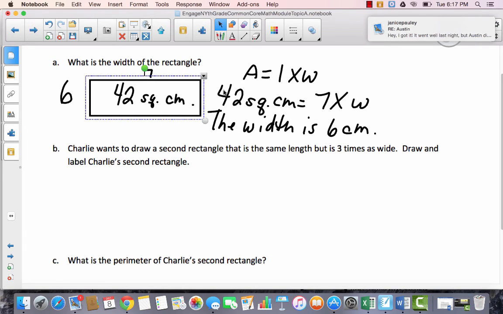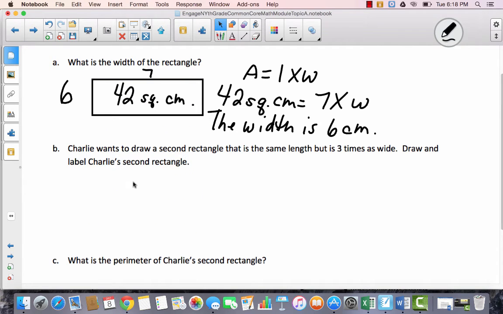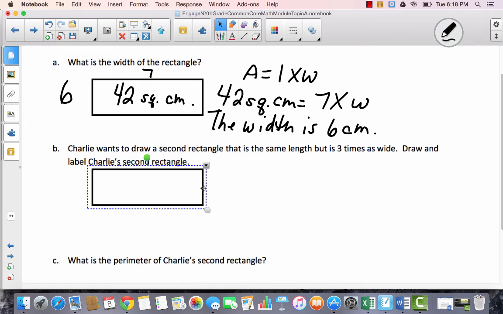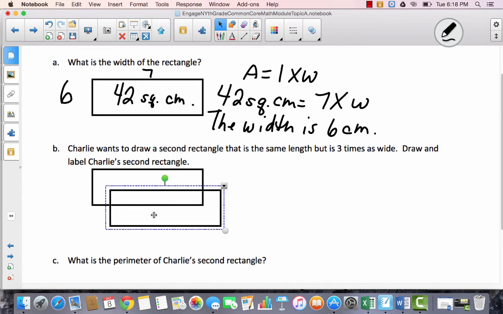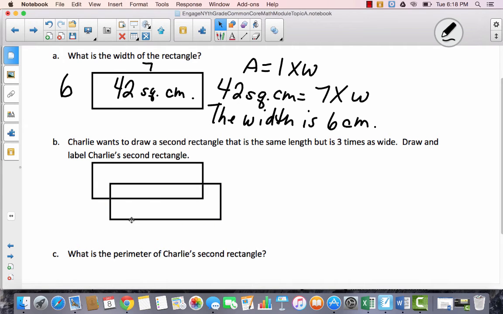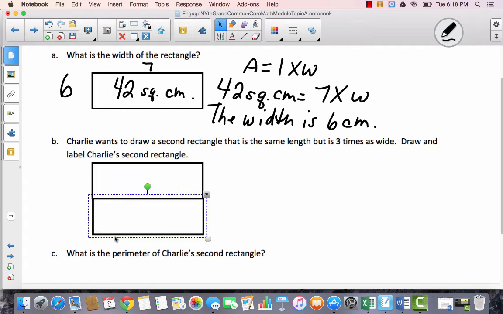So what I'm going to do is copy this and put it right down here. Paste. Now I've got the same length, but this one is actually going to be 3 times as wide. So it would actually be wider. So let me copy that again and paste. Now this isn't going to be 3 times as wide because I don't have as much room. So it's actually just going to be 2 times as wide, okay? So bear with me. Okay, here we go. It's supposed to be 3 times as wide, so just pretend that that's 3 times as wide.